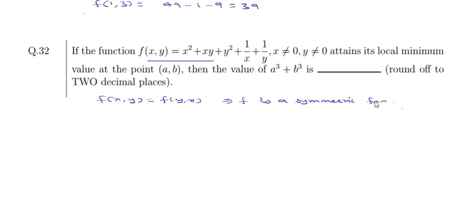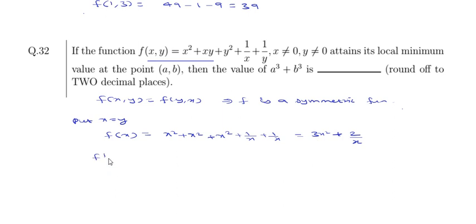If f is a symmetric function, then the critical points will be x is equal to y. So x is equal to y is one of the critical points. So now put x is equal to y. So we will have a function of two variables becoming a function of a single variable. f of x comma y equals x square plus x square plus x square, since x is equal to y, plus 1 by x plus 1 by x. So this is 3x square plus 2 by x.